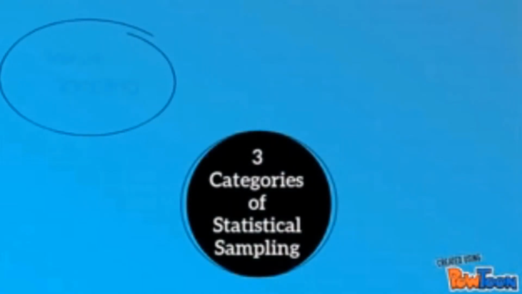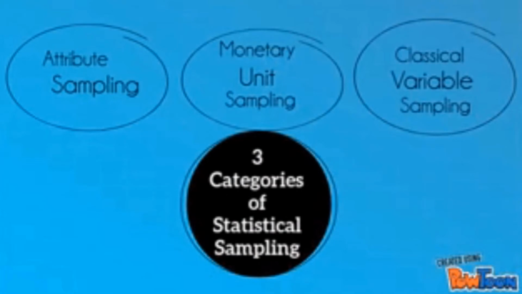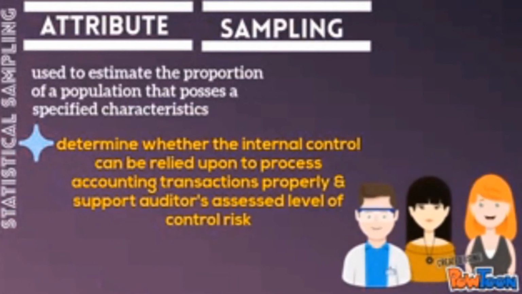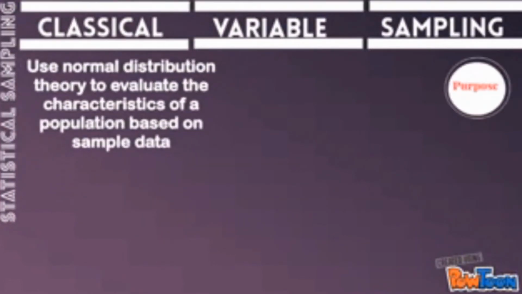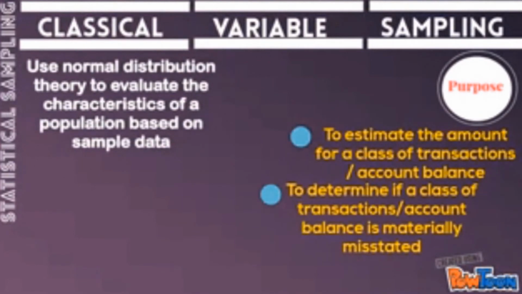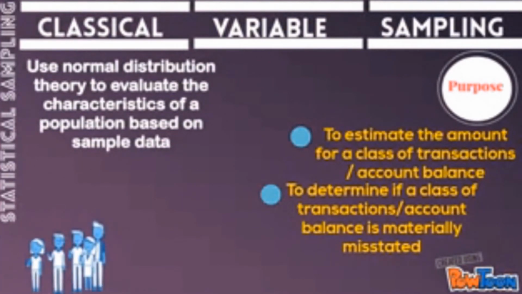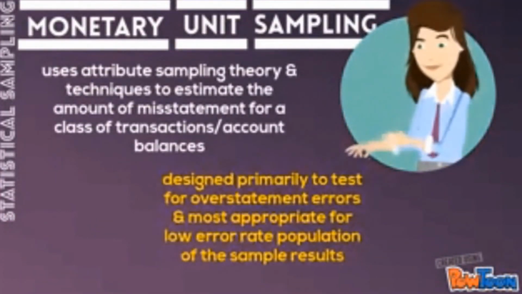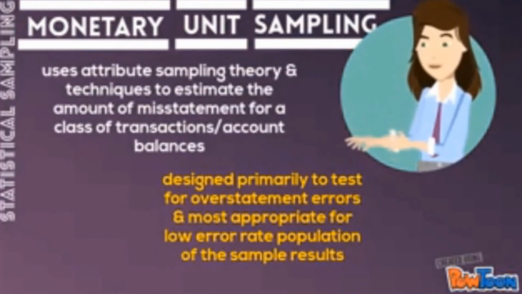Three categories of statistical sampling are attribute sampling, monetary unit sampling and classical variable sampling. Attribute sampling is used to estimate the proportion of a population that has specified characteristics. Classical variable sampling uses normal distribution theory to evaluate characteristics of a population. Monetary unit sampling uses attribute sampling theory and techniques to estimate the amount of misstatement.